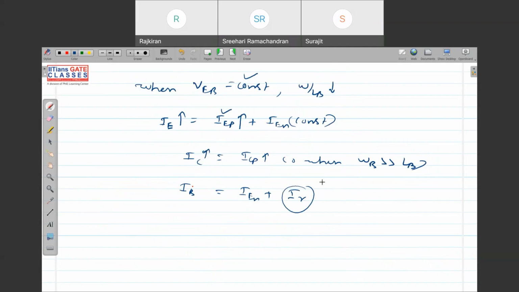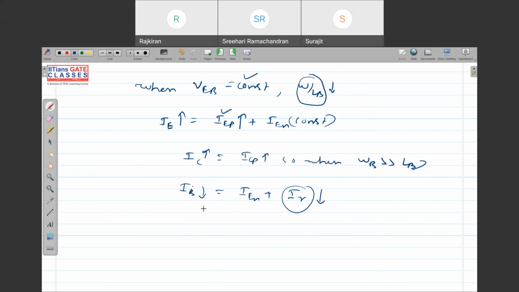Go on increasing or decreasing, sir? If I go on, this is the condition. See, if I go on decreasing my base width, the area will also reduce, so the base width and the current will also reduce. Right or not? Right.